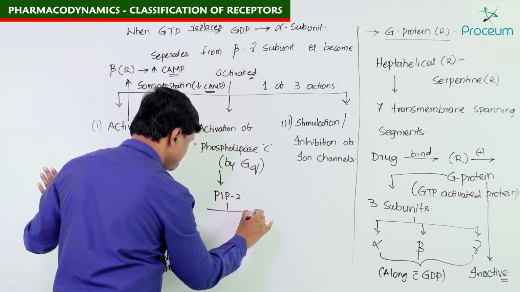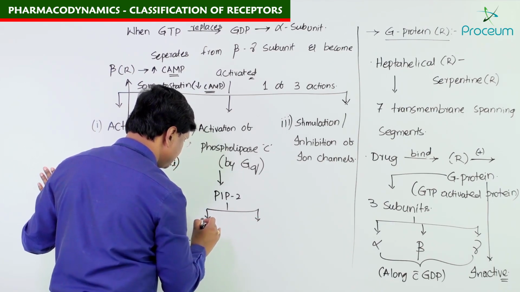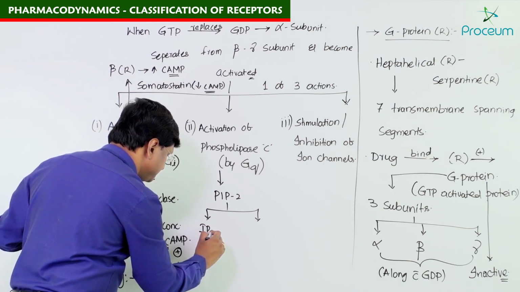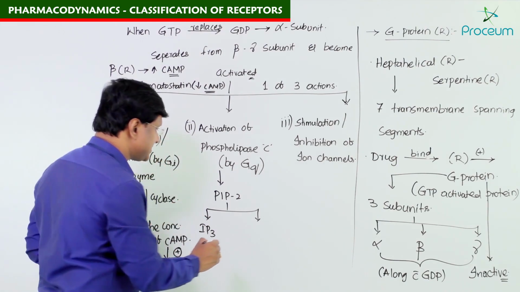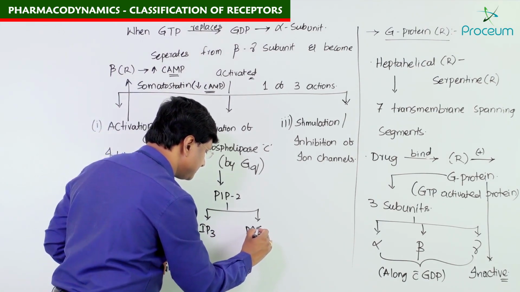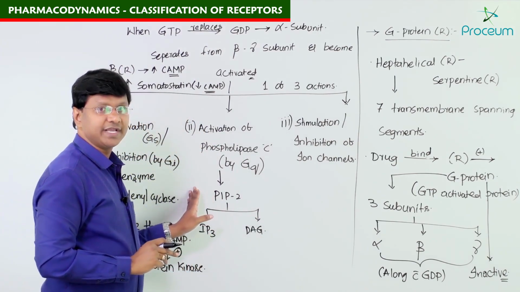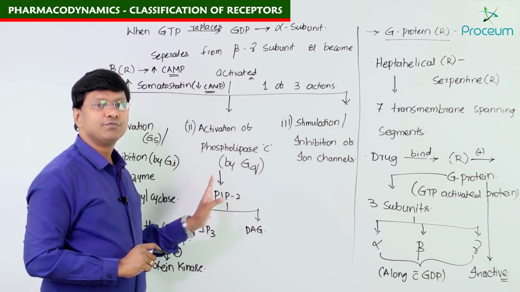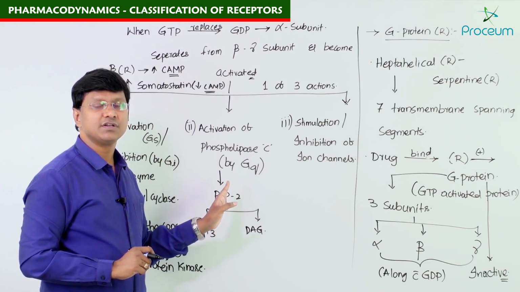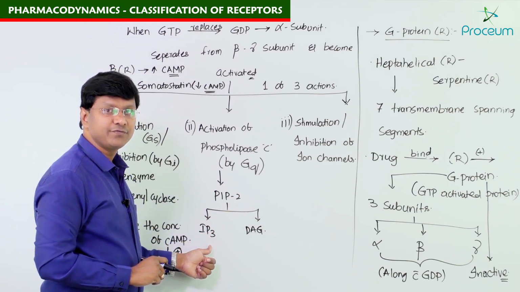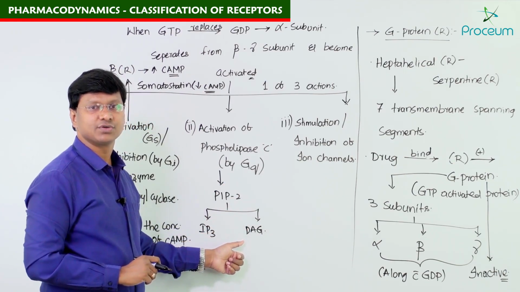PIP2, IP3 and DAG. Now PIP2 stands for phosphatidyl inositol bisphosphate, and this will be converted into inositol triphosphate and diacylglycerol.